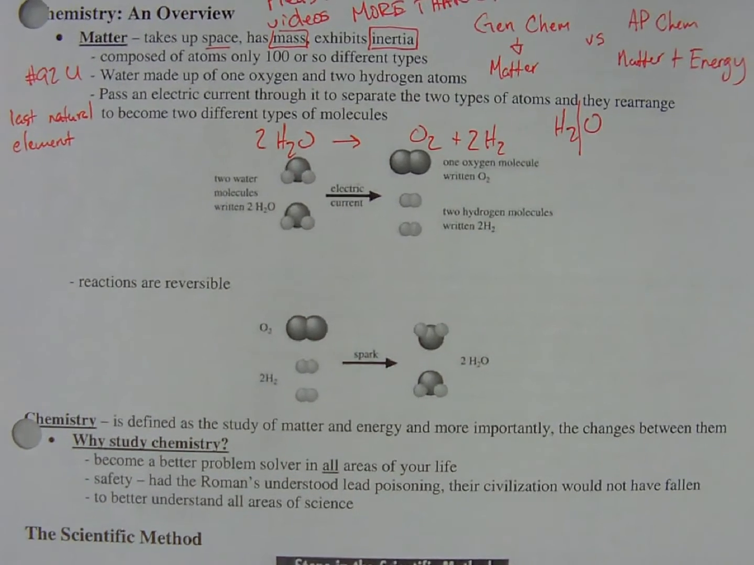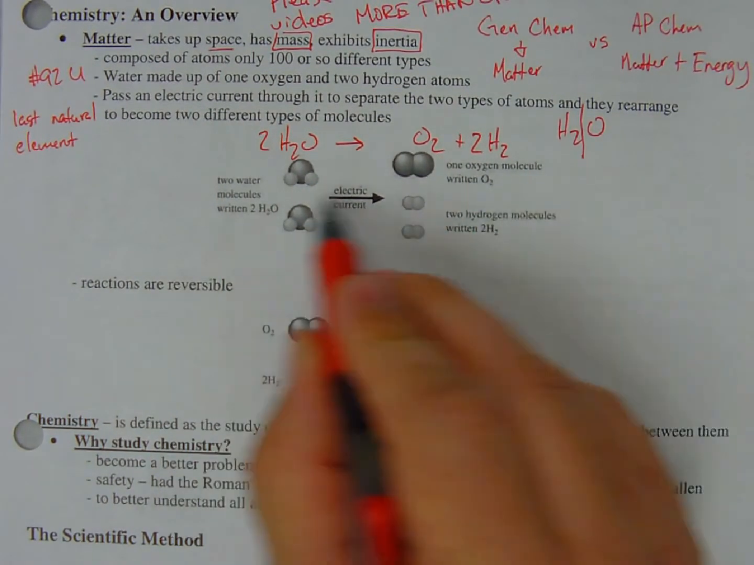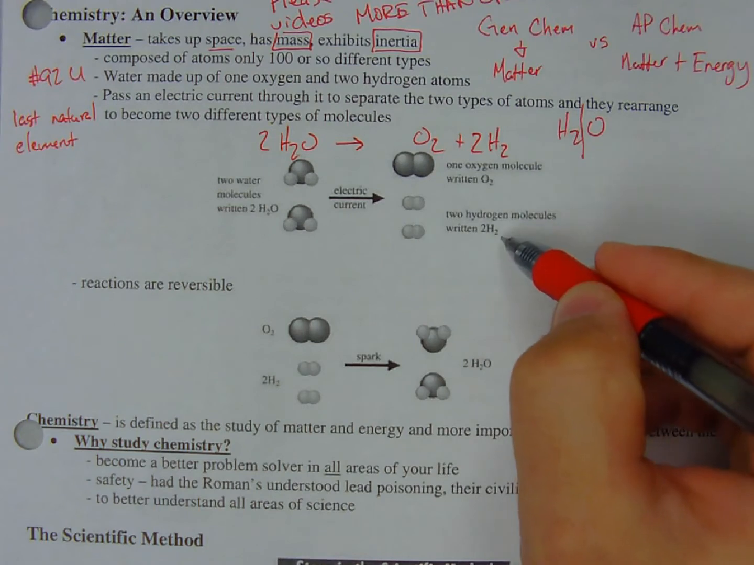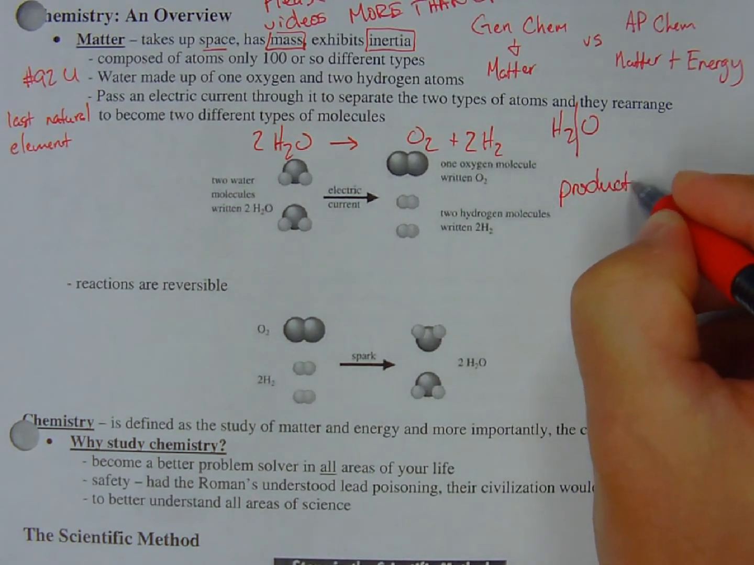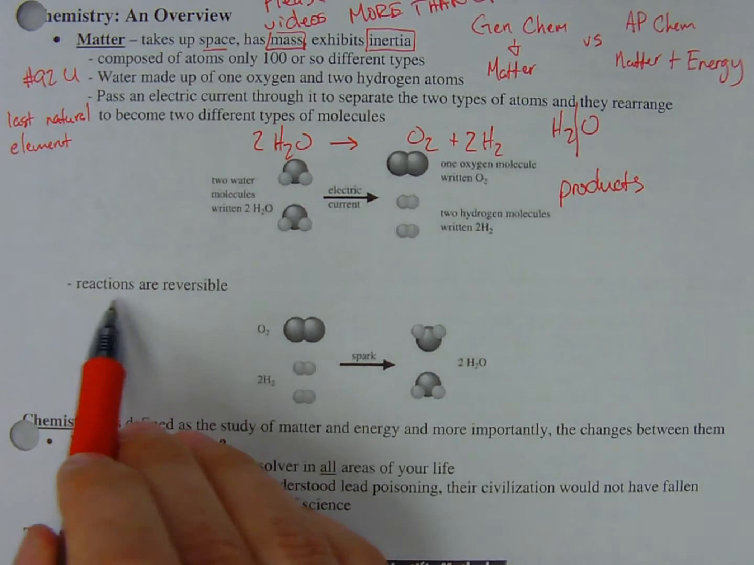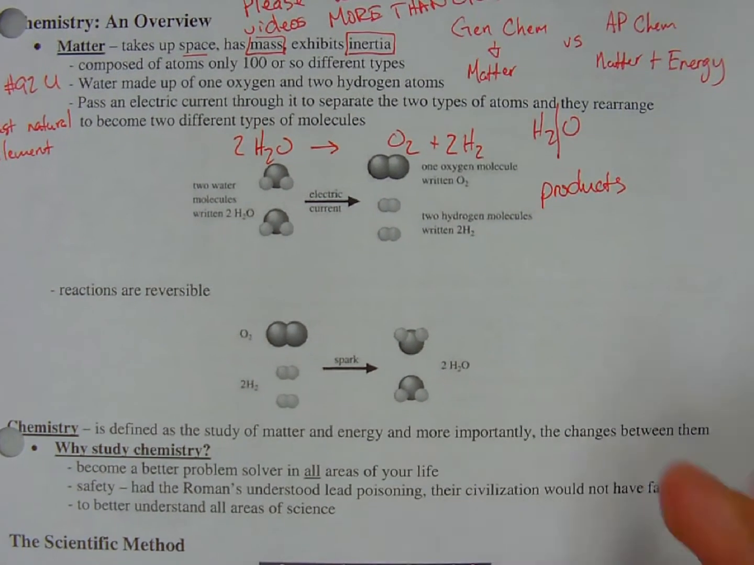Now this is a reversible reaction. For example, in this first equation that we're seeing here, oxygen and hydrogen are considered to be the products. But most reactions are reversible. The extent to which they're reversible can vary, but most all equations and reactions are reversible.